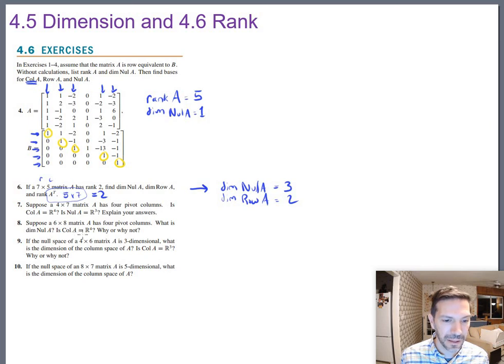Is the column space equal to all of R4? And it seems like you've got 4 pivot columns, you've got 4 linearly independent columns. It should be all of R4, except what are the columns? Are they R4 vectors? And they are not. This is a 6 by 8. There's 6 rows, so each column has 6 entries in it. So the column space is not equal to R4. And it's also not equal to R6 because there's only 4. You need 6 vectors to span all of R6.